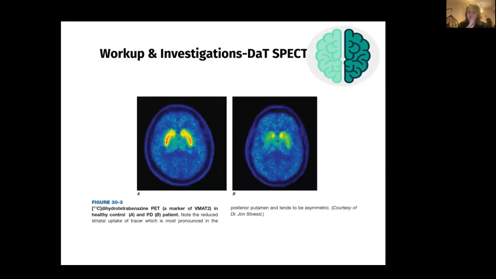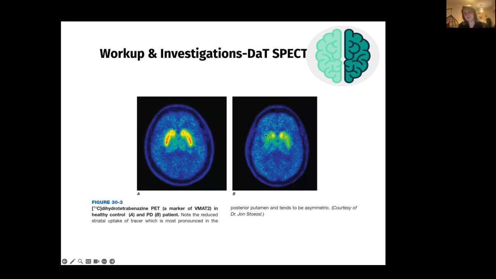So having gone through all of that, now what do we do to work up these patients and investigate them? The best one is DAT scan, which basically helps us know if there's Parkinson's disease. It's less helpful if we're trying to assess whether it's Parkinsonian plus. It's not as specific, but as you can see, for example, on the left side, this is a normal scan.